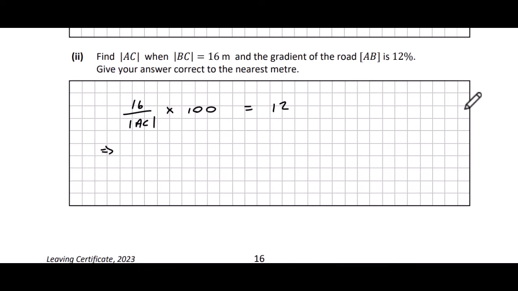So what we're going to do first is divide by 100. So we'll get 16 over AC is equal to 12 divided by 100 is 0.12. Now just multiply across by AC, and that'll give you 16 is equal to 0.12 times the distance AC. So we just come up here now. That'll finally give us the distance AC. Divide both sides by 0.12, and that gives you the distance AC. The distance AC is equal to 133 meters, and that's correct to the nearest meter.